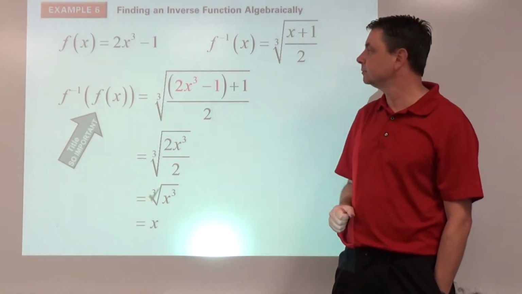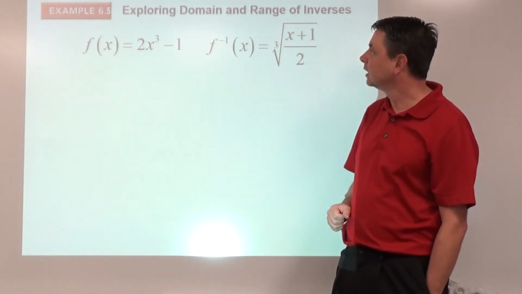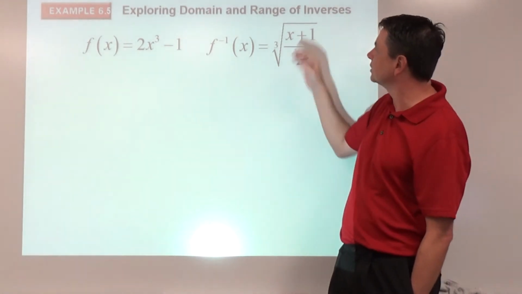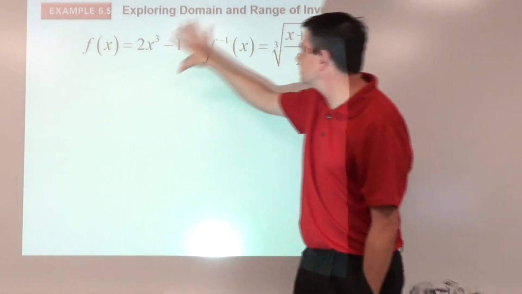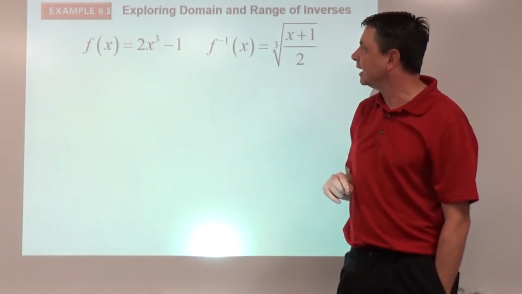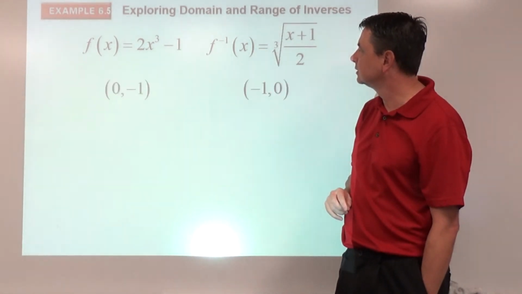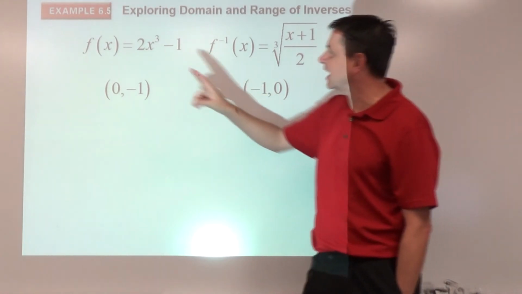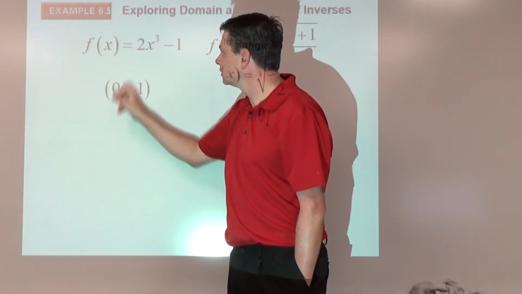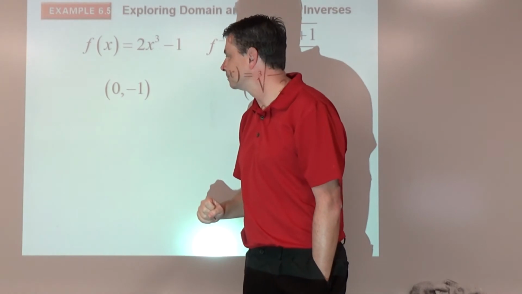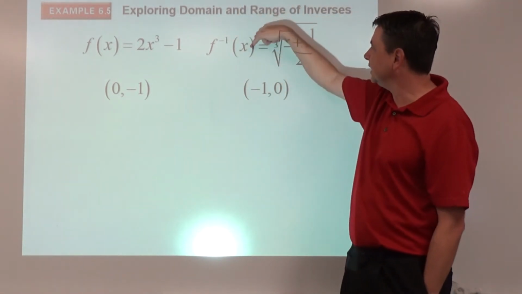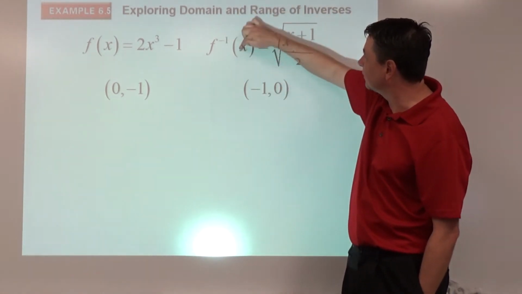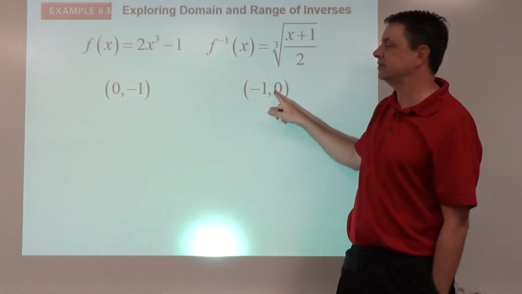I've got to verify. Example 6.5, exploring domain and range. We just came up with these inverses, so we're going to take a look at what we've got by just taking a look at some points, such as f of 0. If I plug in a 0, I get negative 1. Over here, if I plug in negative 1, f of negative 1, I would get 0.